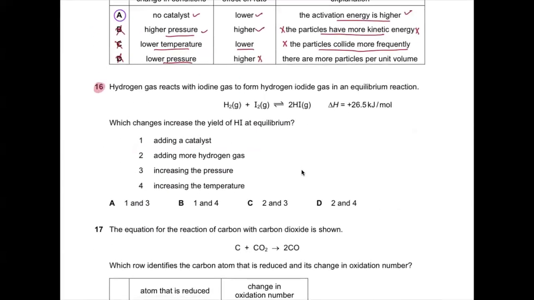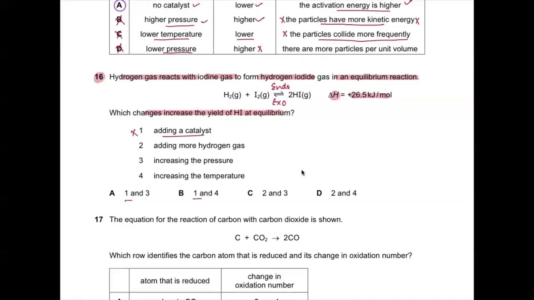Now, MCQ number 16. Hydrogen gas reacts with iodine gas to form hydrogen iodide in an equilibrium reaction. They have given you the enthalpy change that is positive, indicating that the forward reaction is endothermic and the backward reaction is exothermic. Which changes increase the yield of HI? Okay. Adding catalyst. Catalyst doesn't affect the yield. So A and B go wrong.